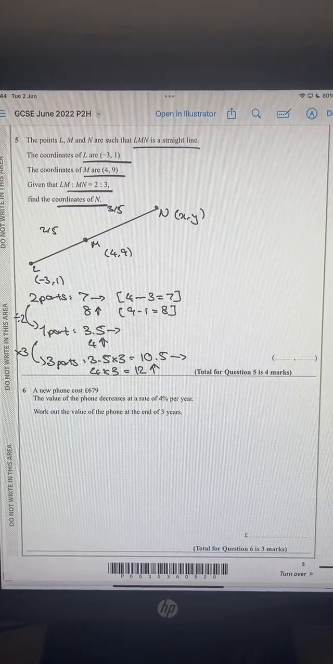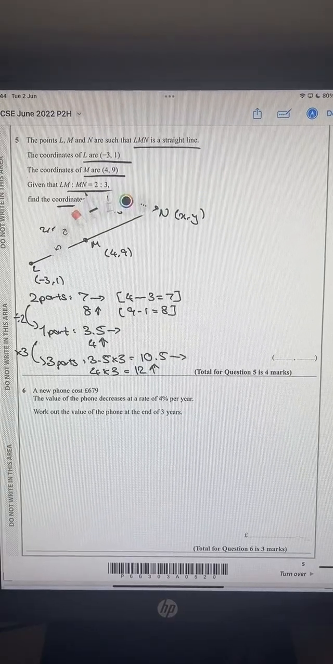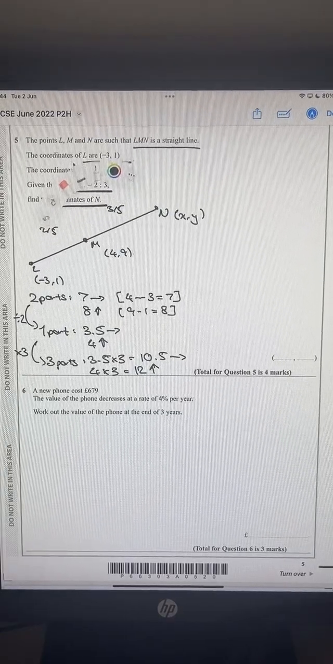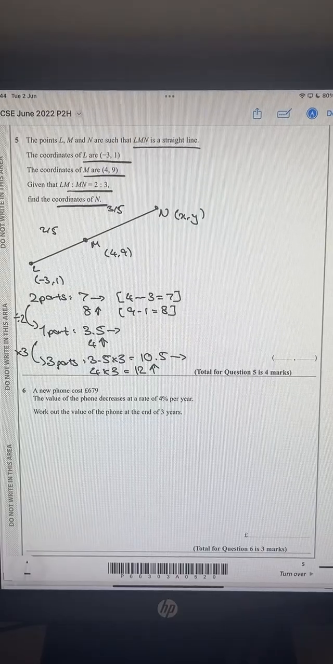Now I need to make sure I go from the correct coordinate. So that's 3 parts from M over here, right? Because that is 3/5 on this side. I could have found 5 parts and gone all the way from L. I will get the same answer.